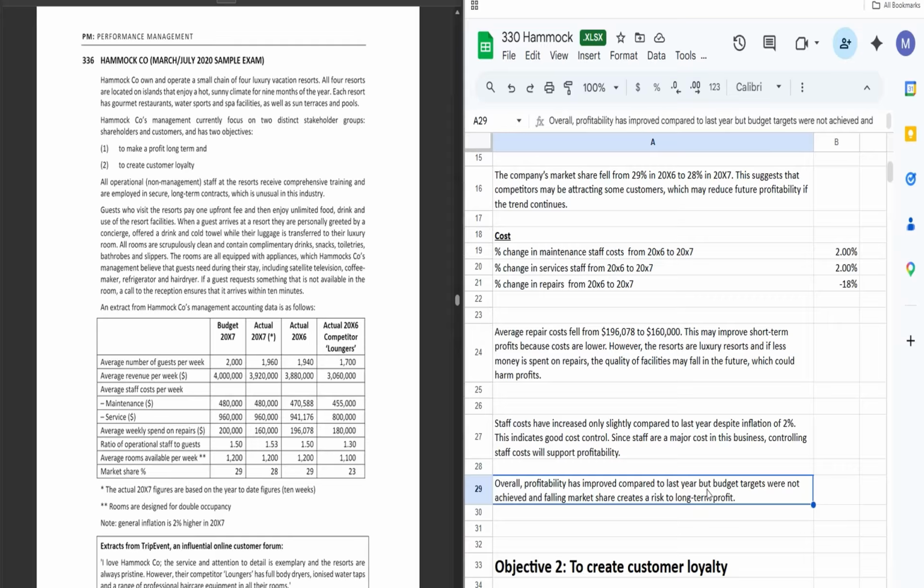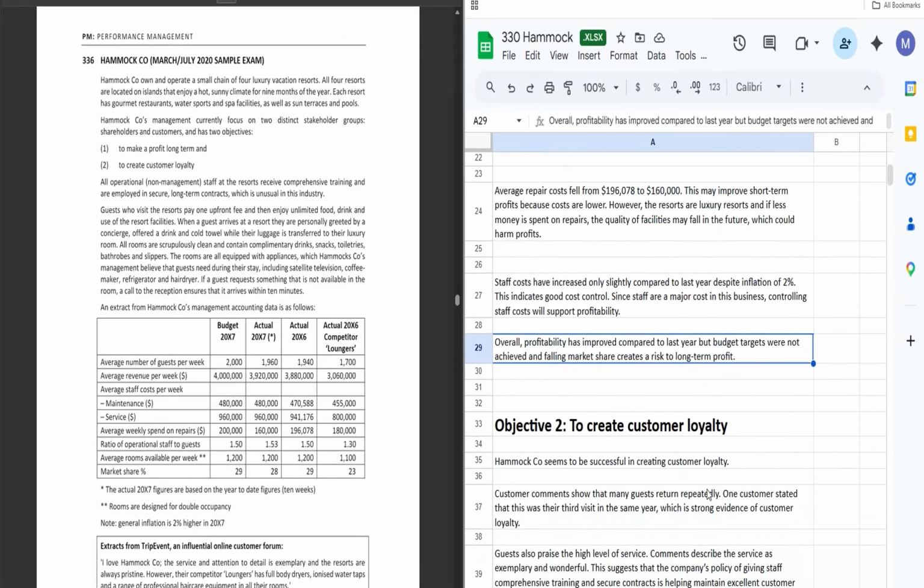Obviously, even though we are doing good in terms of revenue and in terms of cost, we seem to be profitable in the current year. However, our market share has fallen, so that means our competitor has performed better than us. If this trend continues in the future, there's a risk of a long-term impact on our profitability. So this is how I have explained the first objective, which is to make a profit in the long term. I hope this is clear.